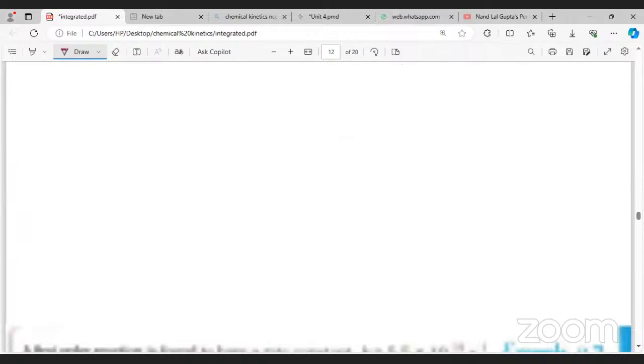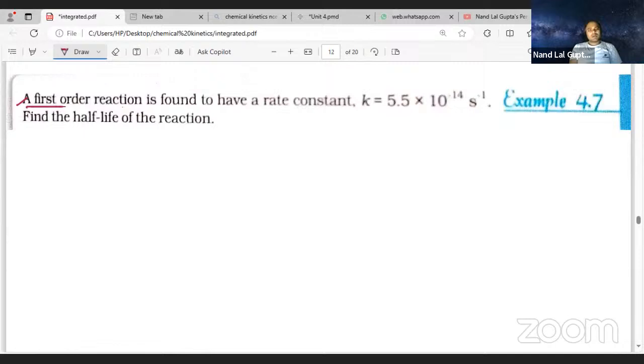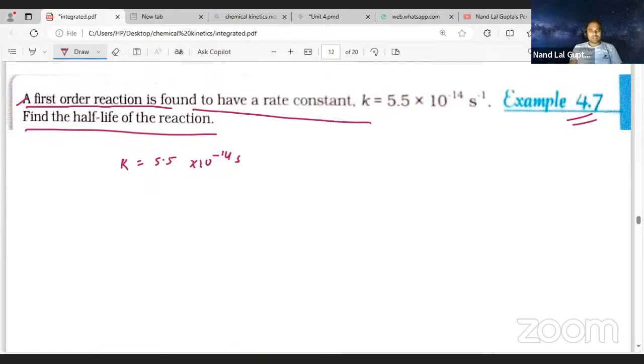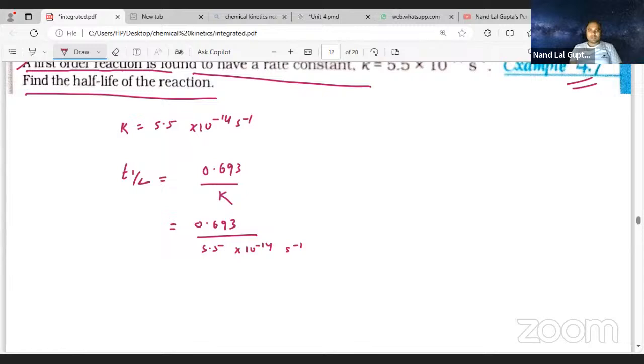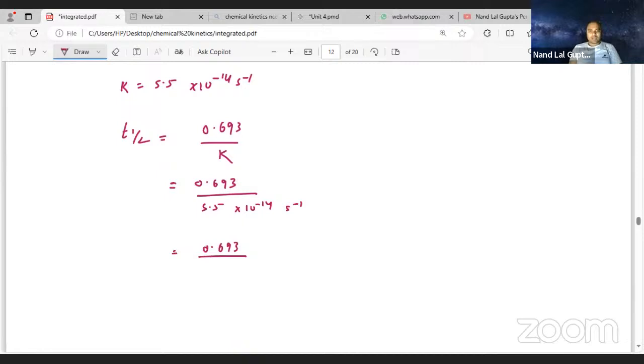Here is the question they have given. For a first order reaction with rate constant K, find the half-life of the reaction. This is example 4.7. K is given as 5.5 into 10 power minus 14 second inverse. They are asking for T1 by 2. So T1 by 2 is 0.693 upon K. The K value is 5.5 into 10 power minus 14 second inverse, so second inverse goes in the numerator. So it will be 0.693 upon 5.5 multiplied by 10 power 14 second.